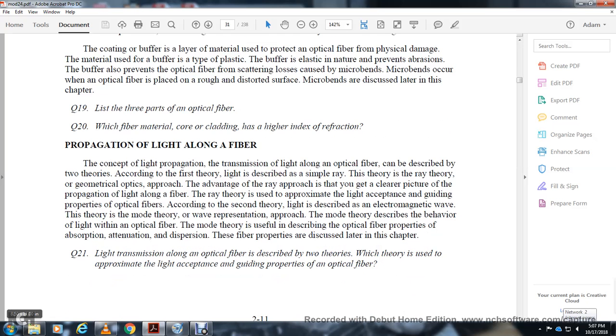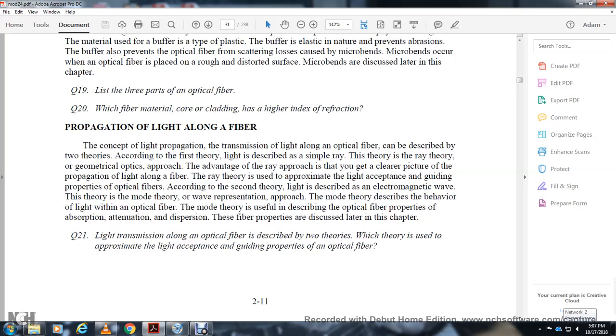Propagation of light along the fiber. The propagation of light along the optical fiber is described by two theories. According to the first theory, the ray theory, light is described as a simple ray. The ray theory is a geometrical optics approach that gives a clear picture of the propagation of light along the fiber. The ray theory is used to approximate the acceptance of light by the optical fiber. The second theory describes light as an electromagnetic wave. This is the wave representation approach, the mode theory, which describes the behavior of light within an optical fiber. The mode theory is used to describe the optical fiber properties of absorption, attenuation, and dispersion, discussed later in this chapter.